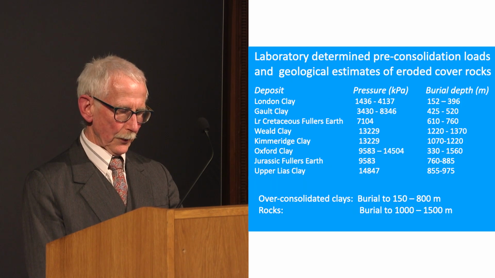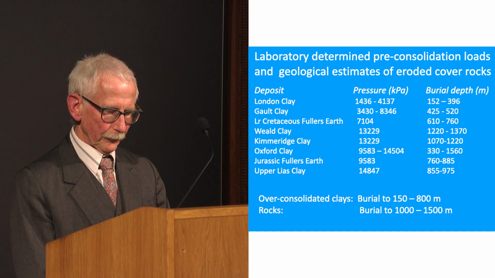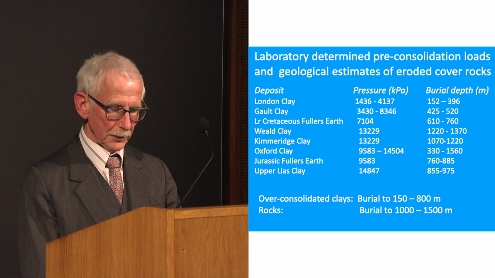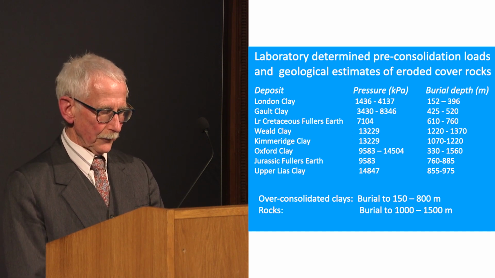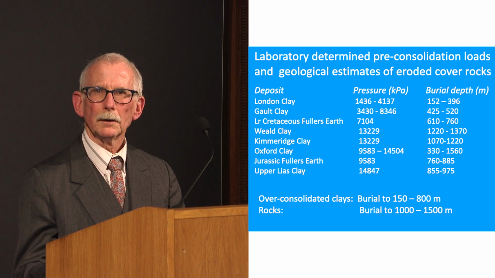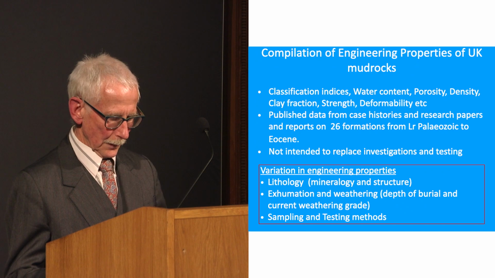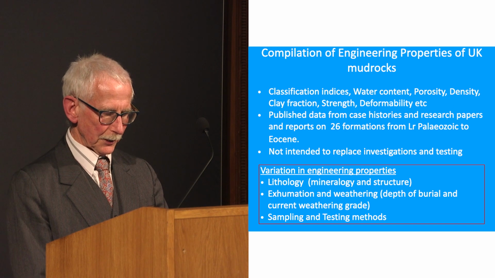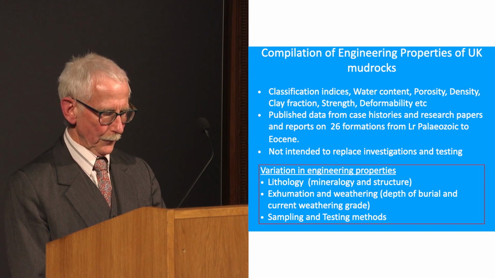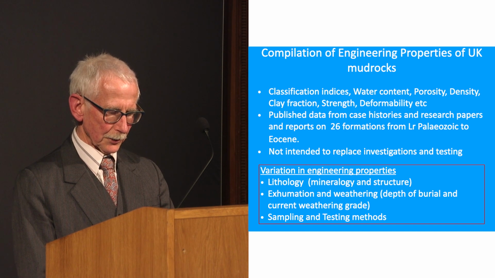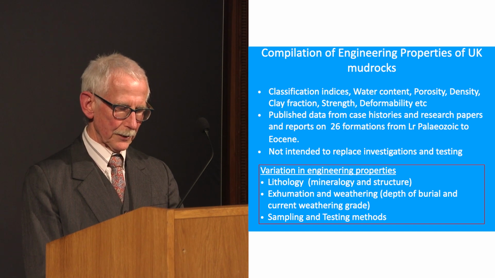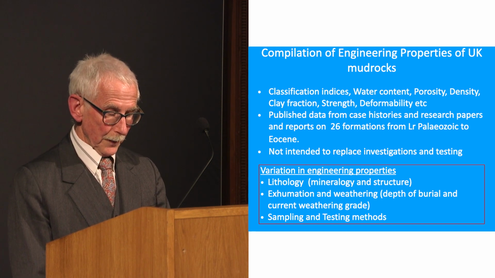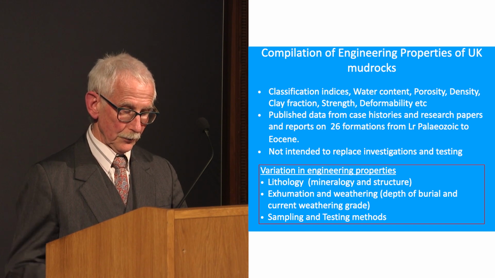This compares published laboratory-determined burial depths for different formations, noting that over-consolidated clays have been buried to depths of about 800 metres, whereas for rocks, burial was over 1 kilometre. The review included data on the geotechnical properties of 26 different formations ranging from Cambrian to Eocene in age. The text discussed the variations in these properties in relation to their lithology, in other words, their composition and structure, burial and exhumation, weathering grade, and the sampling and testing methods used.